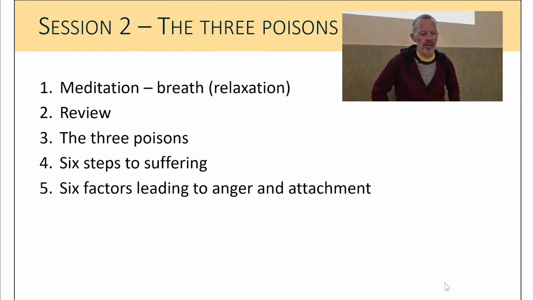And then we'll also start to look at what's called the 6 factors leading to anger and attachment. These are 6 things that can contribute to anger and attachment arising in our mind. And if we can identify these 6 factors, then we can start to deal with each one of those. So we'll look at those as well in this session. But let's start with meditation. So find a nice comfortable posture. We'll do a short meditation here.